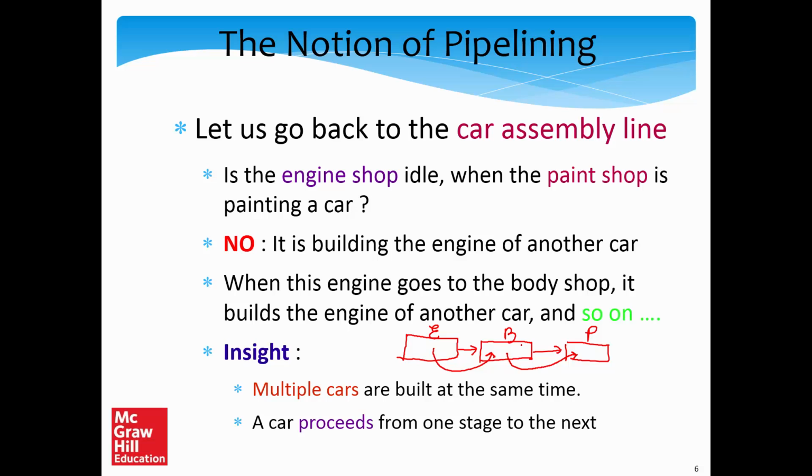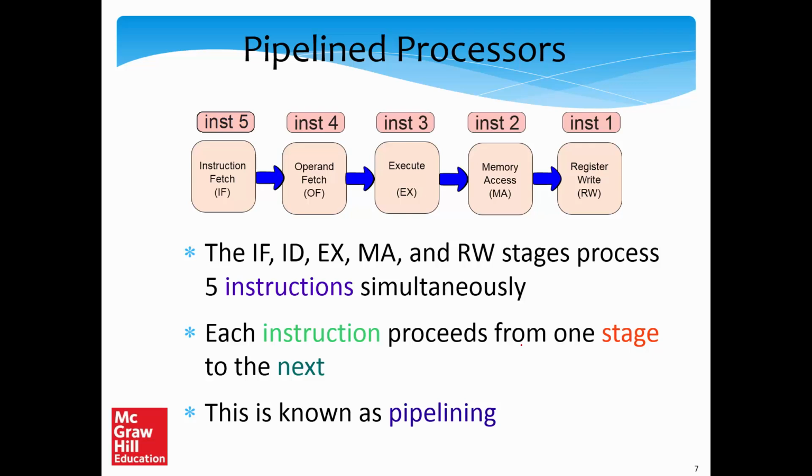So, can we use the same logic in a processor? We shall see. Let us consider an example of a pipelined processor. Let's look at our 5 stages: instruction fetch (IF), operand fetch (OF), execute (EX), memory access (MA), and register write (RW).